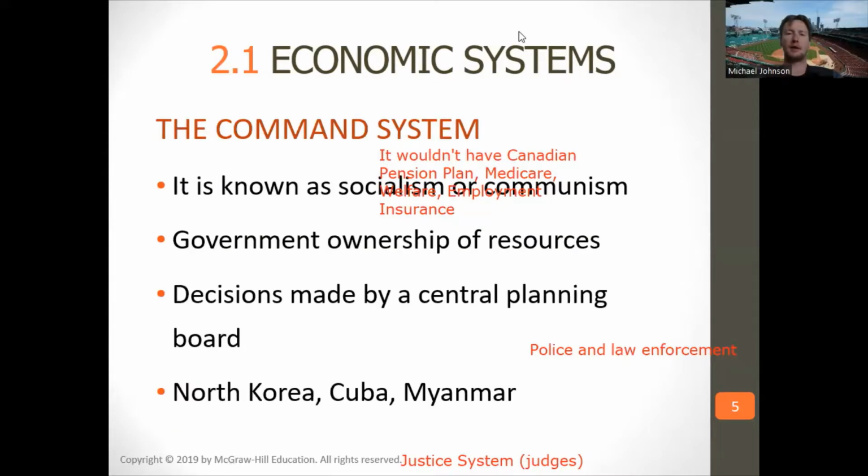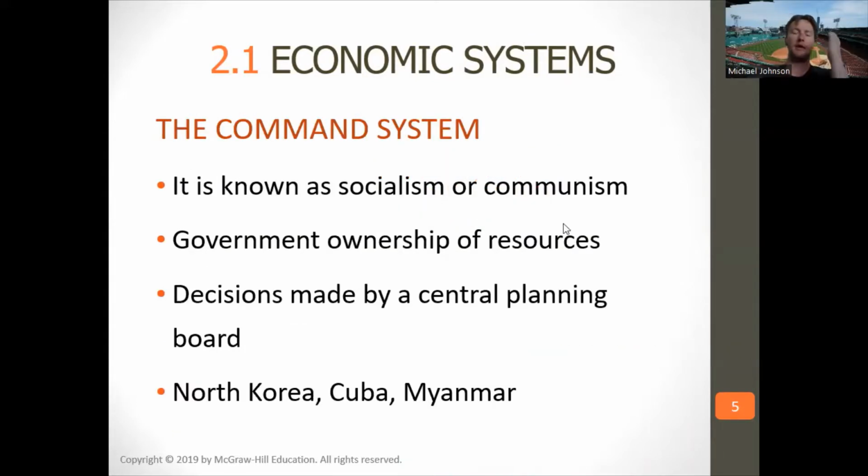Then the command system is when the government owns everything. North Korea, Cuba, and Myanmar work like that. The government owns all businesses in the country, so the government can change any decisions that they want at any time. There's no freedom for businesses to do anything they want.